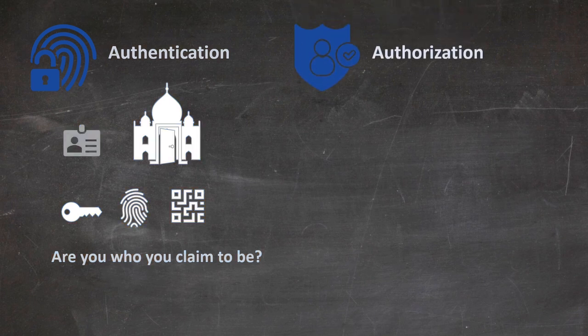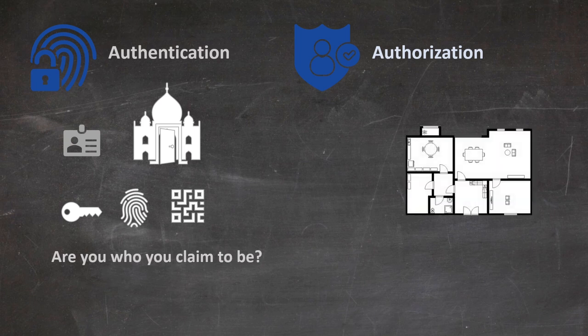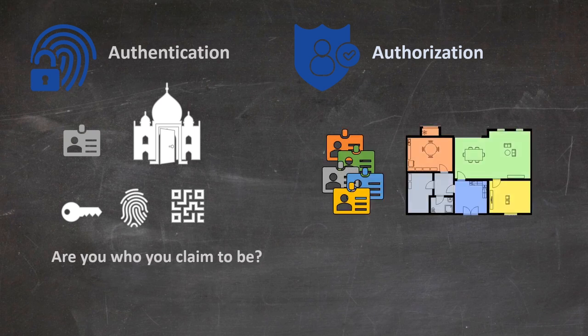Authorization, on the other hand, determines what that authenticated user or service is allowed to do. Which rooms they can enter, so to speak. It's like having different access cards in that building. Some people might only be able to enter certain rooms, while others have access to everything.